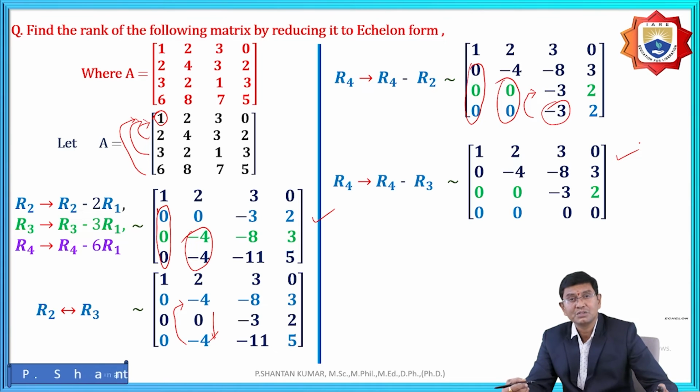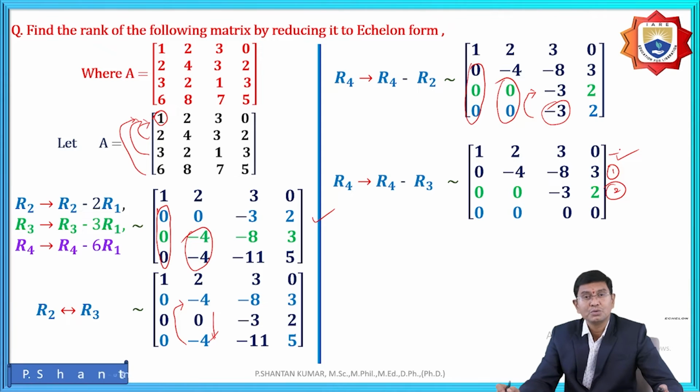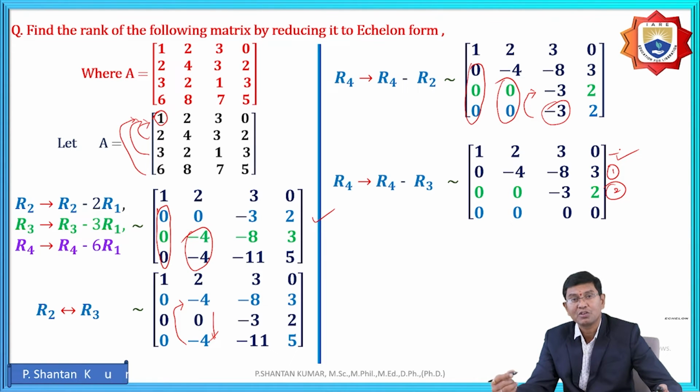Observing here, we clearly obtain the zero rows at the bottom, so the first condition is satisfied. Further reduction is not possible, so the second condition is satisfied. The third condition is also clearly satisfied because before the first non-zero number there are two zeros, one zero, and no zeros. That means from bottom to top it is also clearly satisfied. Based on this, it is clearly an echelon form of a matrix.